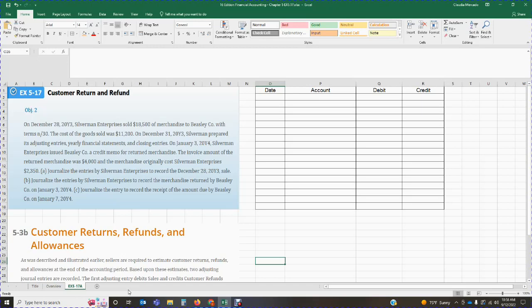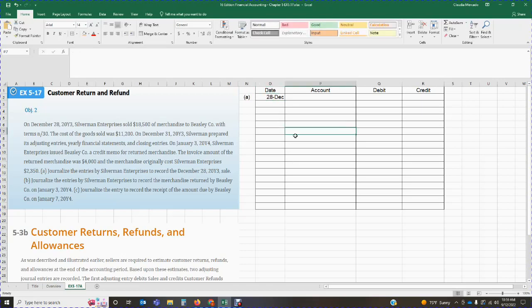So the first requirement, let's tackle one at a time. It says journalize the entries by Silverman Enterprises to record the December 28th sale. So let's do that one first. Let's do one at a time because if not, we're going to get confused. So they're asking us to record the entry as of December the 28th.